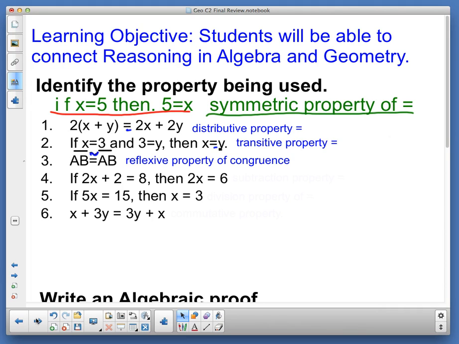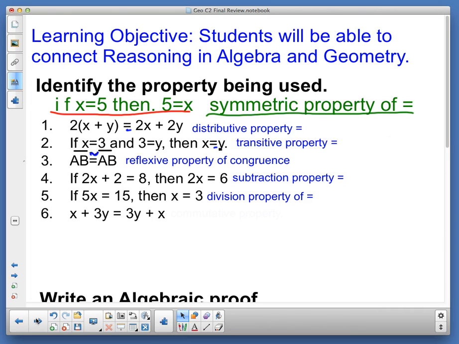In 4, I'm going from 2x plus 2 equals 8. I did something, and it became 2x equals 6. Did you see I subtracted 2 from both sides? That's why I can say it's subtraction property of equality. In 5, I went from 5x equals 15 to x equals 3. I divided both sides, so that's division property.